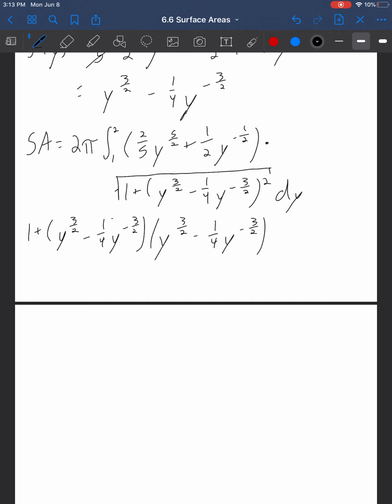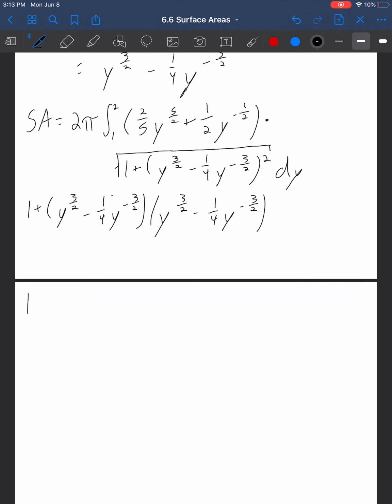Let's expand out the squared term and see what we're left with. So if we do this, we still have the 1. If we multiply the first terms together, 3 halves plus 3 halves is going to be 3, so we have a y cubed. The outside terms, 3 halves minus 3 halves will be 0, so the y's are going to go away. And we're just left with minus 1/4. So this is y to the 3 halves, and then negative 1/4 y to the negative 3 halves.